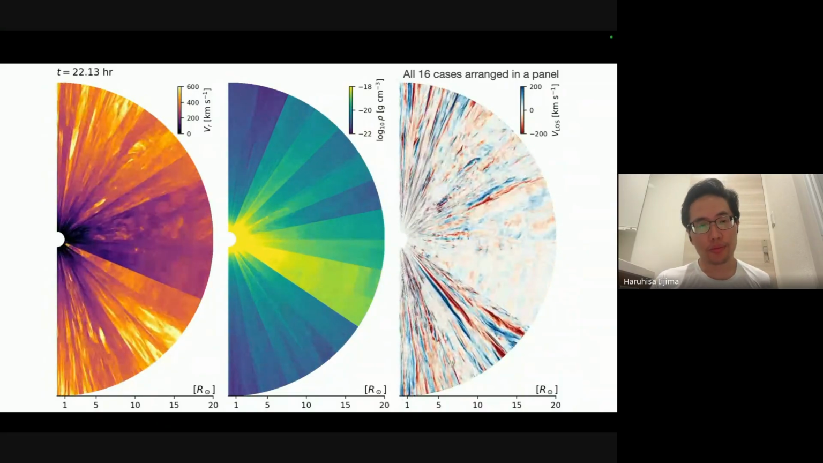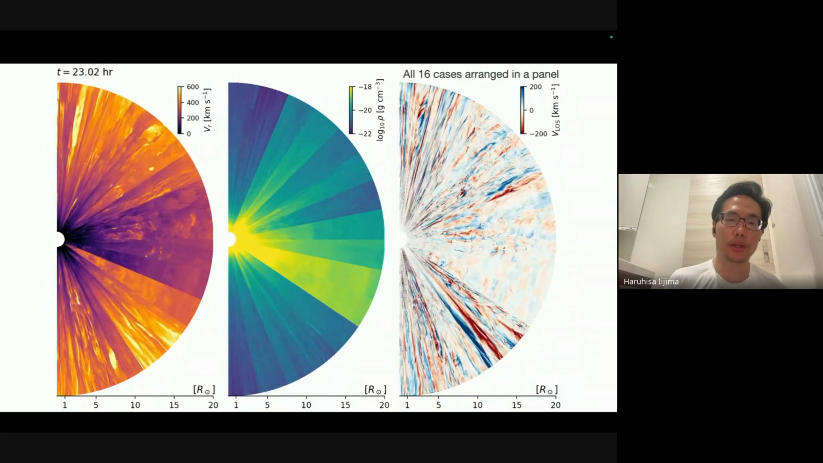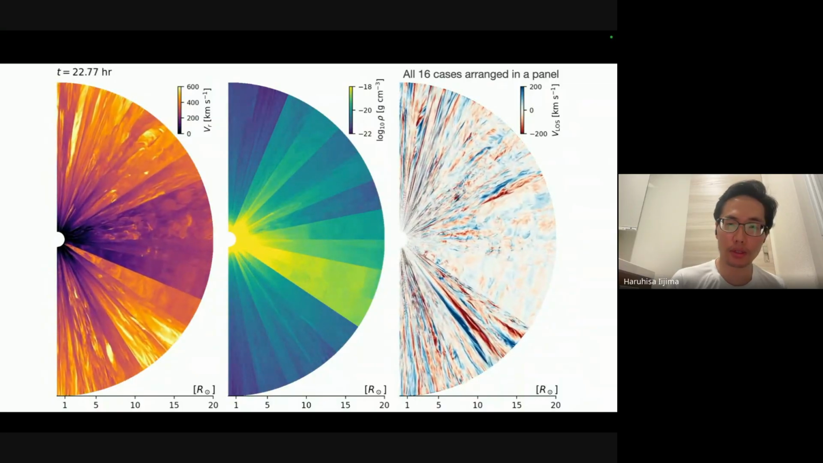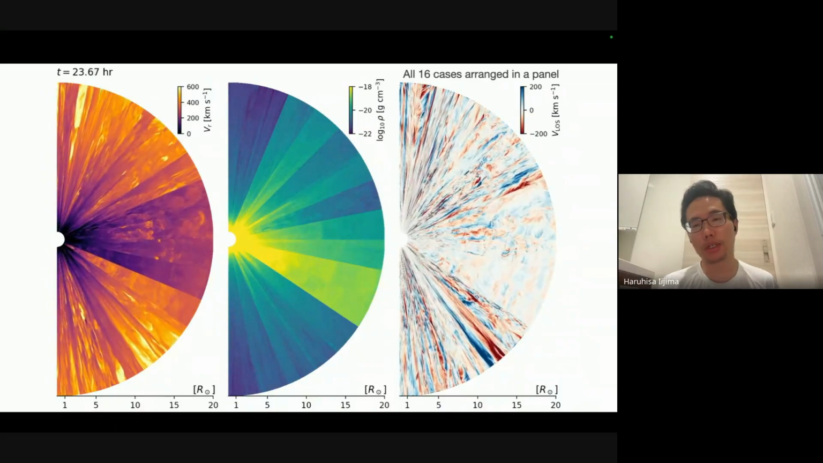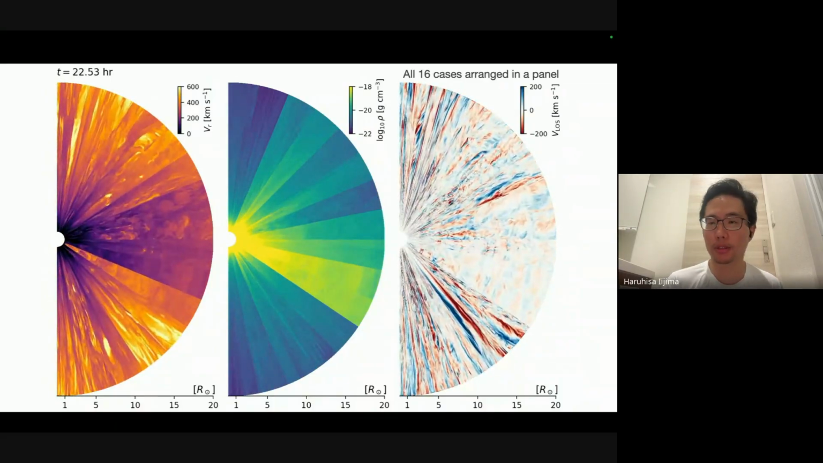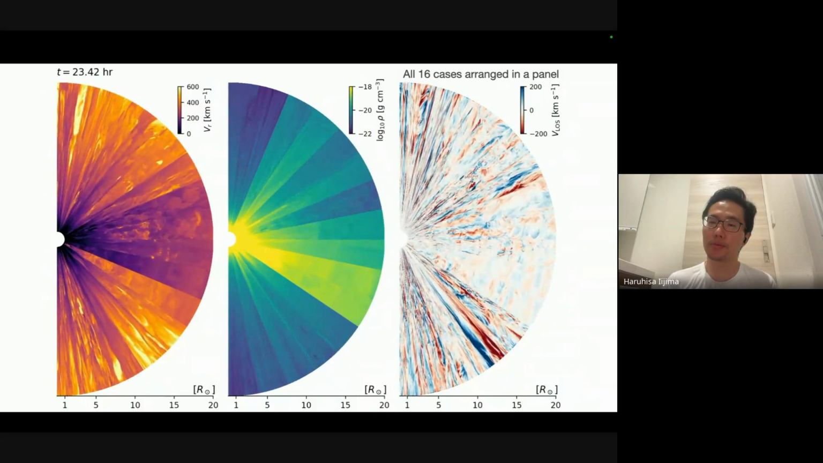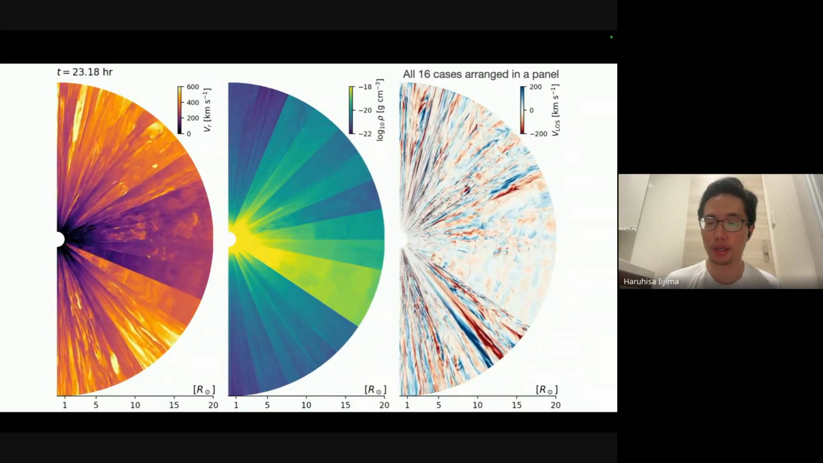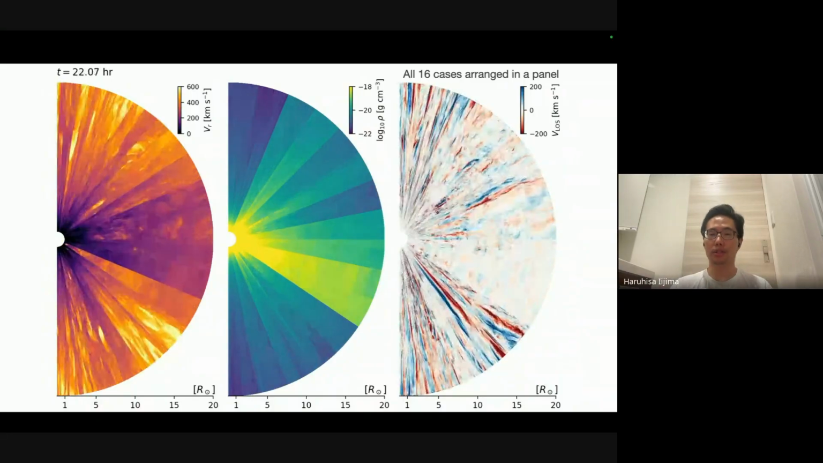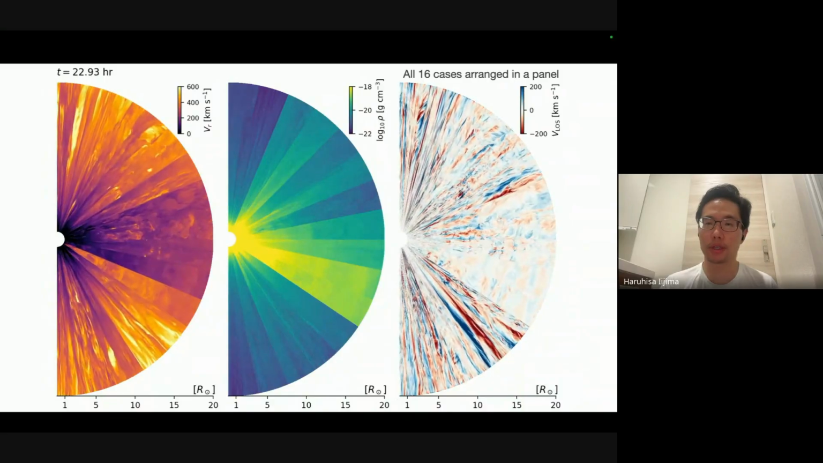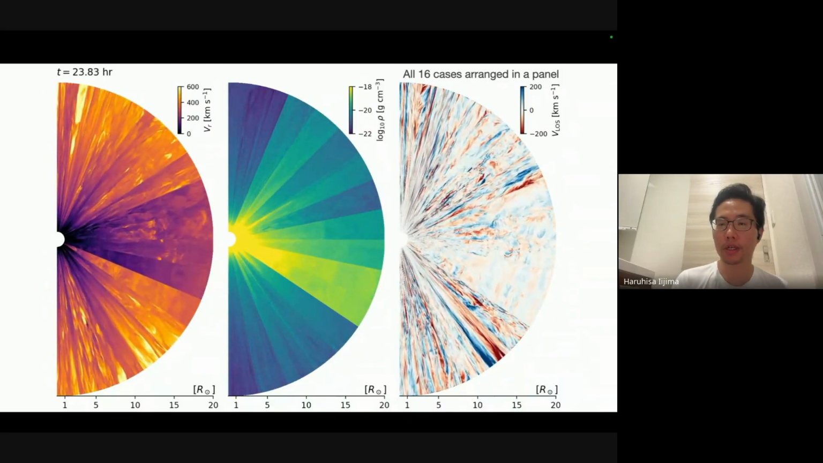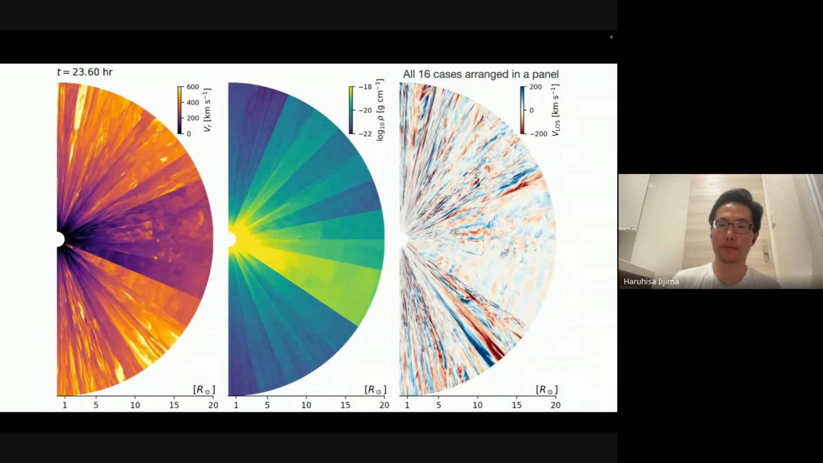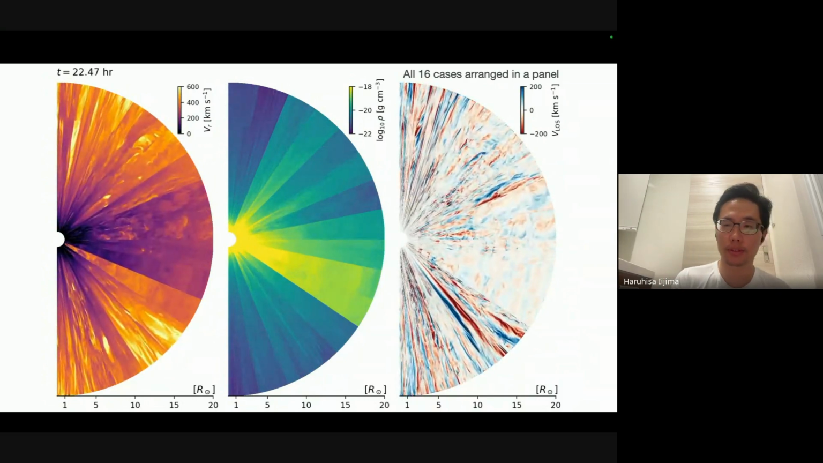The left panel shows the radial speed, so typically the speed of the solar wind. The middle panel shows the mass density of the simulation. And the right panel shows the VLOS, the line-of-sight velocity across this plane of the image. So it typically represents the transverse velocity of the Alfvén waves.